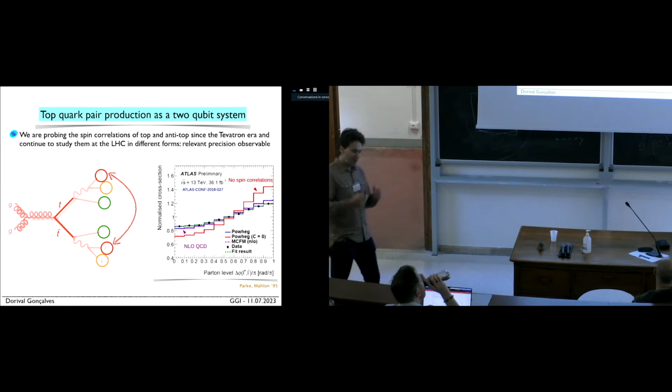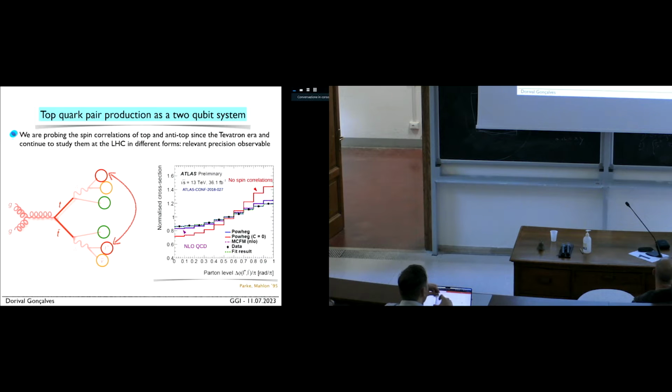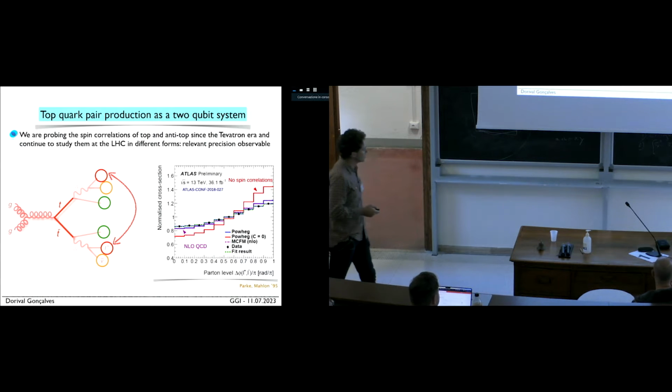But if you have been around long enough, you may be asking yourself: all these questions that we have now about entanglement remind me quite a lot of the questions that we had before about spin correlations for tops. And this goes back to the Tevatron times. At that time, people like these two authors suggested that we can check whether the spins of the tops are correlated or not.